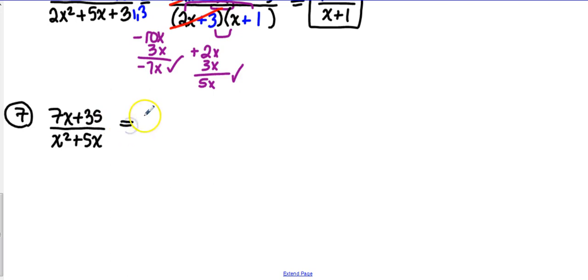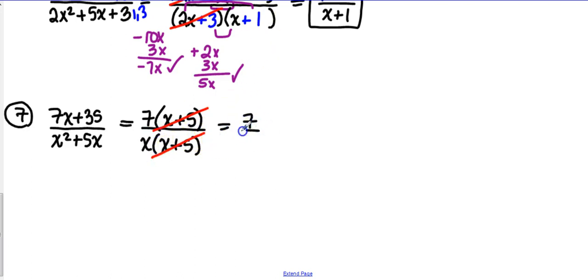Checking for GCF in the numerator, I see that I can factor out a 7, which leaves behind 7 times x plus 5. And that's all going to be divided by x squared plus 5x. I can factor out an x. That will also leave behind x plus 5. Check that out. X plus 5 will cancel with x plus 5, leaving 7 divided by x as my answer.